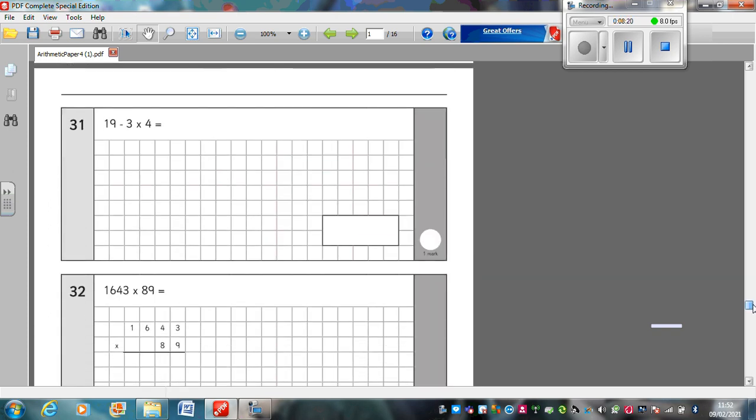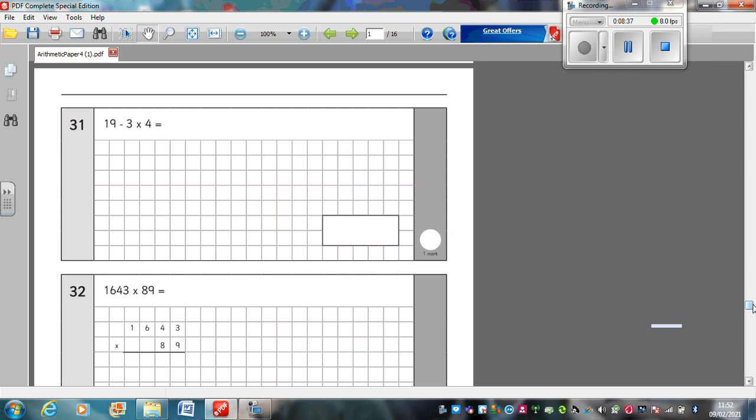Question 31. 19 subtract 3 multiplied by 4. Stop if there's more than one operation. And then you can work it out.